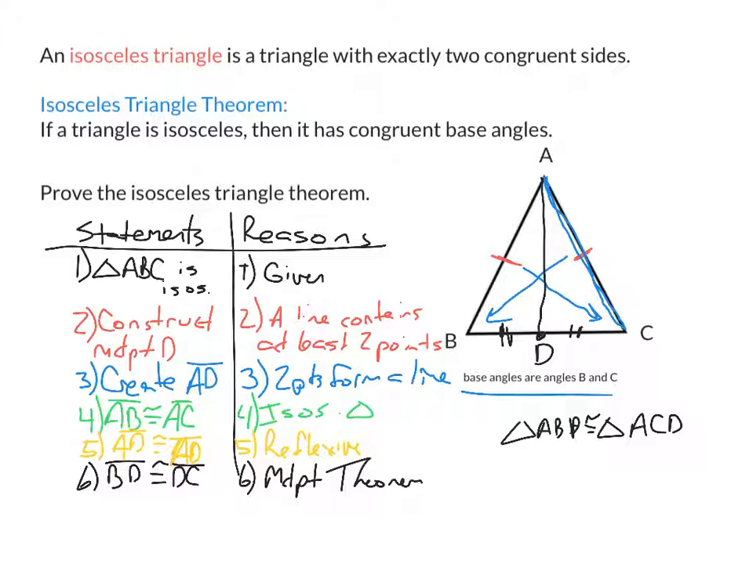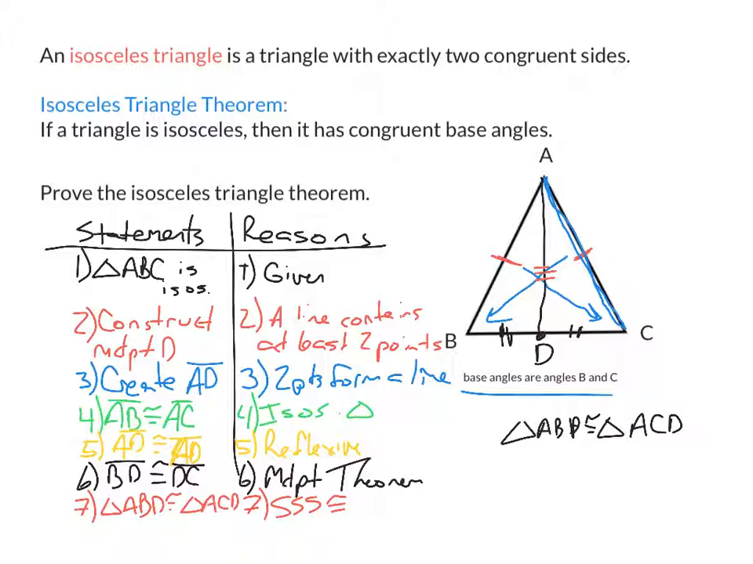So that's enough to show my triangles are congruent. I have 3 pieces shown to be congruent. They're all sides, so that allows me to say just what I wanted to say, that triangle ABD is congruent to triangle ACD by our side side side congruence.